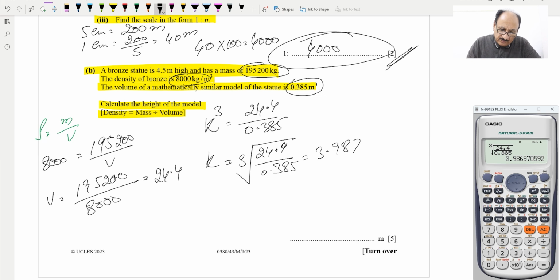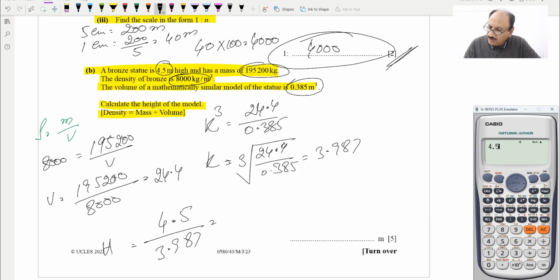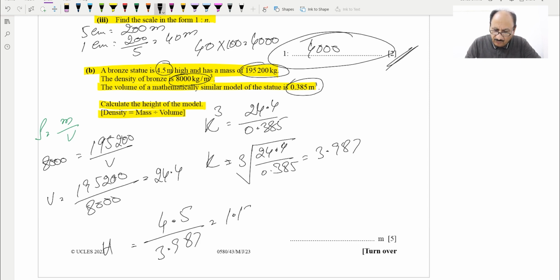And now we can divide the height of the first one, which is 4.5. They are saying the statue height is this, so height ratio we will be taking. We will use k for height ratio. 3.987 will divide, so this will be giving us height, which is equal to 4.5 divided by 3.987, and answer will be 1.128, or we can write 1.13. This will be in meters, and this is our final answer, and this was for 5 marks.